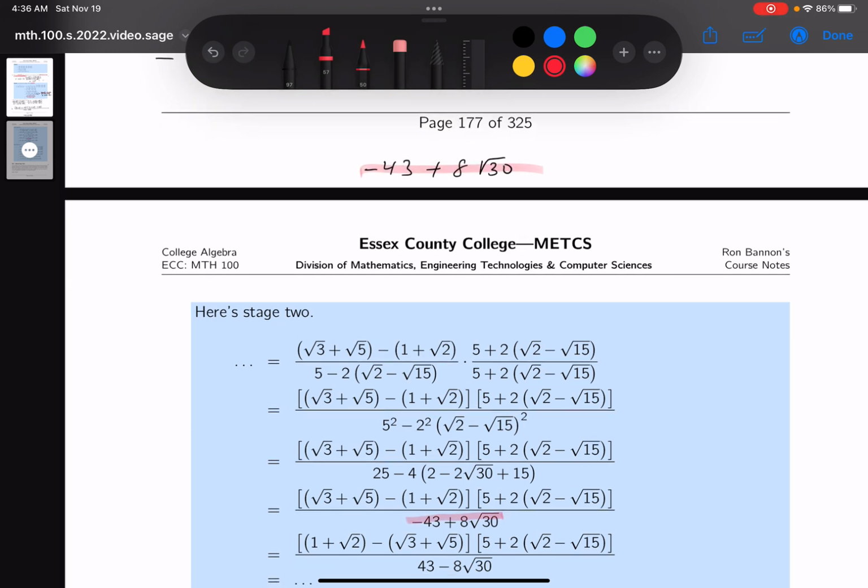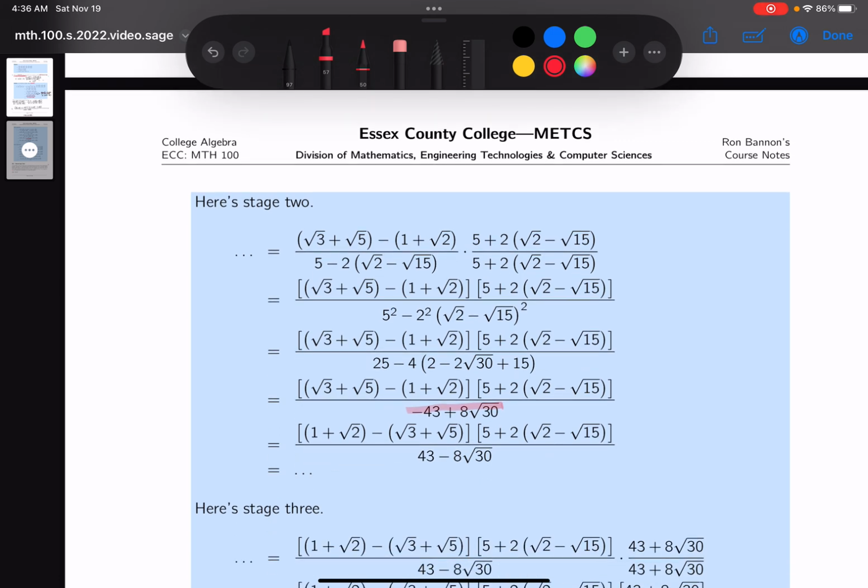All right. Now, by the way, there's nothing wrong with that. But what I would say is I would multiply top and bottom by minus 1. All right, let me write that down for you. The reason being, it makes it easier for me to look at it. Minus 1 top and bottom, I said, right? So what would that give you? That would give you 43 minus 8 root 30.